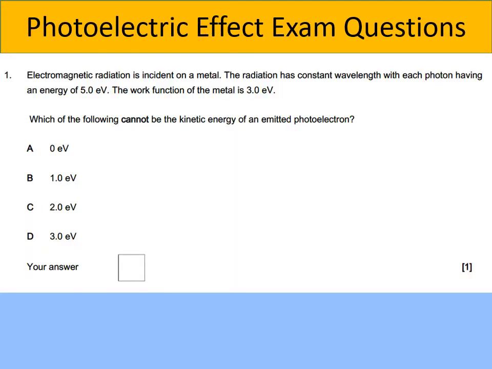Today's questions are on the photoelectric effect, and this is a very important topic, as I mentioned, within the unit. It's a favourite of the examiners, I think, because it seems to come up very often. So do prepare for this.